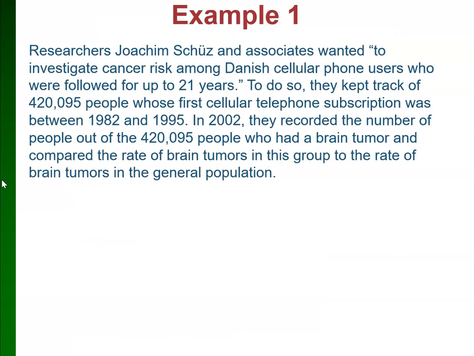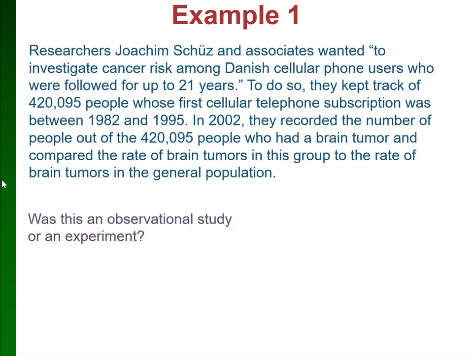Here's an example. Some researchers wanted to investigate cancer risk among Danish cellular phone users who were followed for up to 21 years. To do so, they kept track of 420,095 people whose first cellular telephone subscription was between 1982 and 1995. In 2002, they recorded the number of people out of those they were following who had a brain tumor and compared the rate of brain tumors in this group to the rate of brain tumors in the general population.